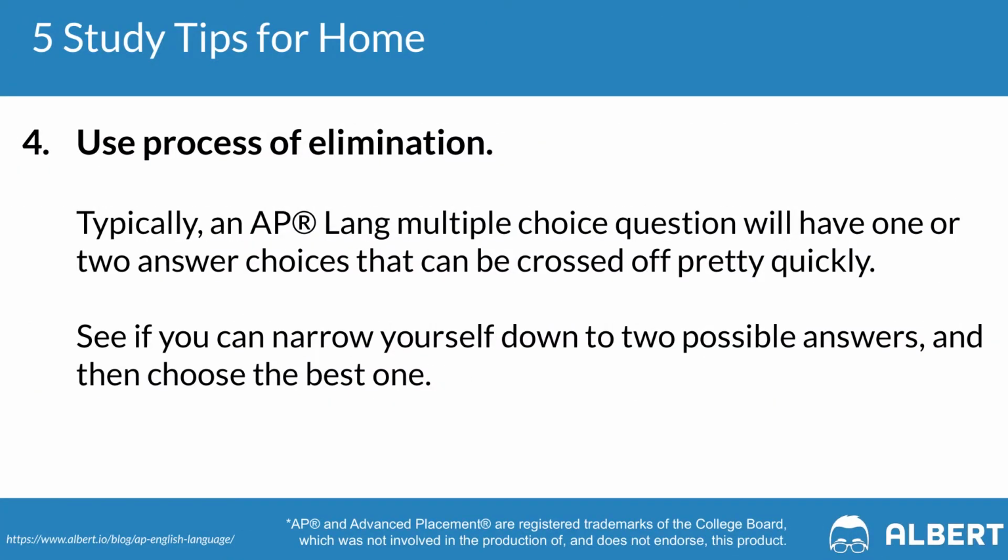Tip 4 is to make sure that you are using the process of elimination, or POE. POE is really important because in most situations when it comes to AP English language, you can eliminate 1 or 2 answer choices right off the bat. So it can be a great way for you to increase your chances of scoring well on your exam by simply getting your odds to be a higher percentile of being correct. So as much as possible, try to narrow down your answer choices to 2 options and then select the one that you believe is more true than the other.